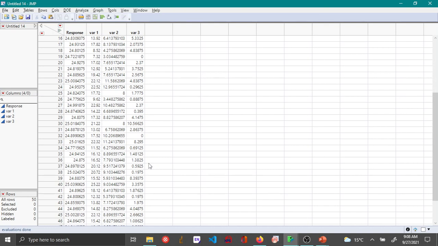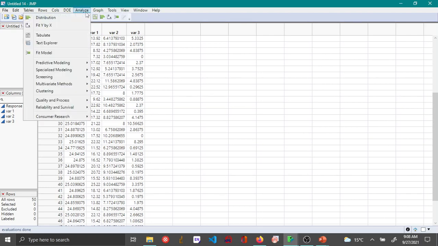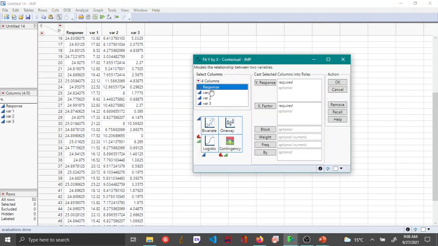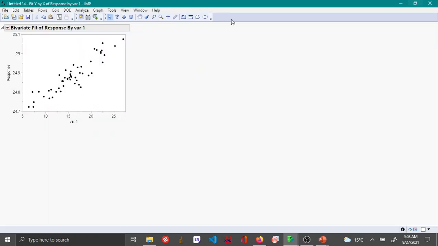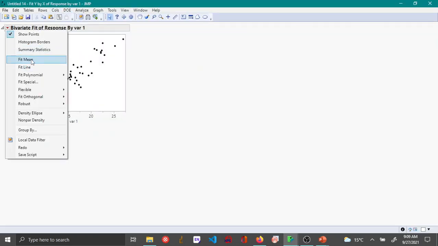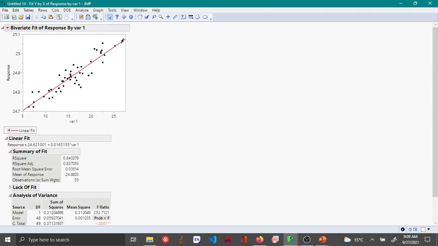So here I'm using the previous data set that I used for demonstrating linear regression. So I have a response variable and three factors. In this example, we'll be trying to understand the relationship between response and variable one, and see if they are indeed linearly related by doing residual analysis. So I open the Fit Y by X from the Analyze menu in order to do the linear fitting. And so first I plot the bivariate plot, and then using the red triangle option, I do the fit line in order to do the linear regression.